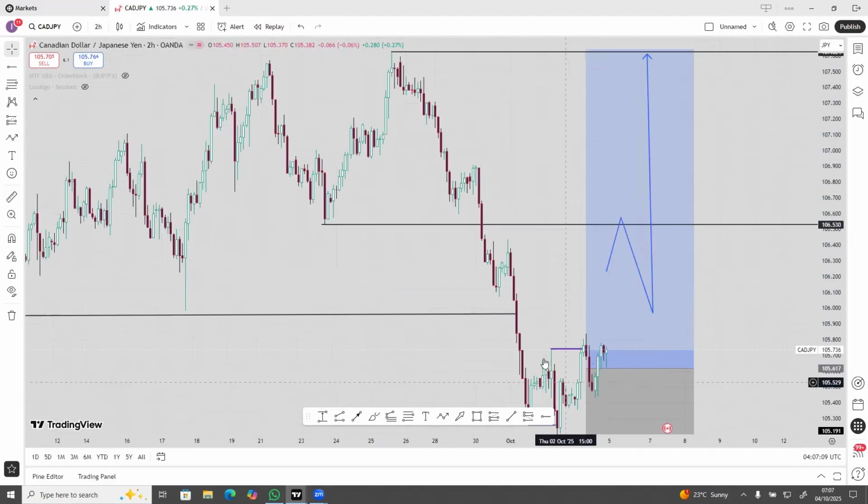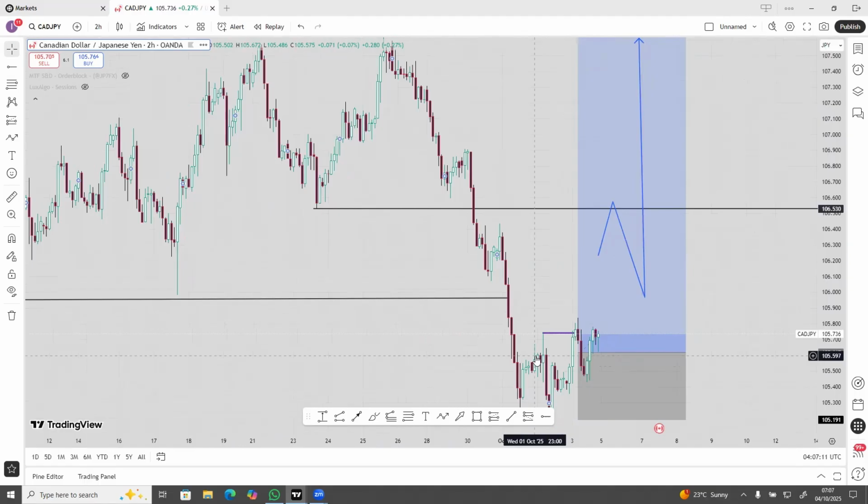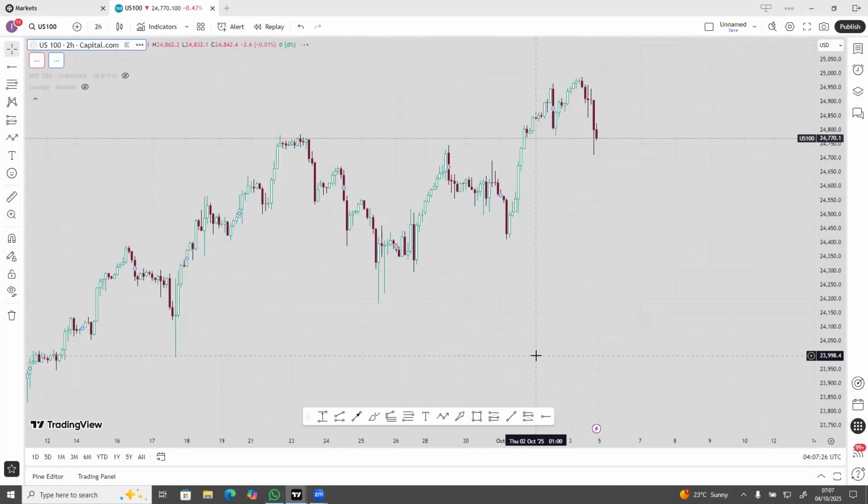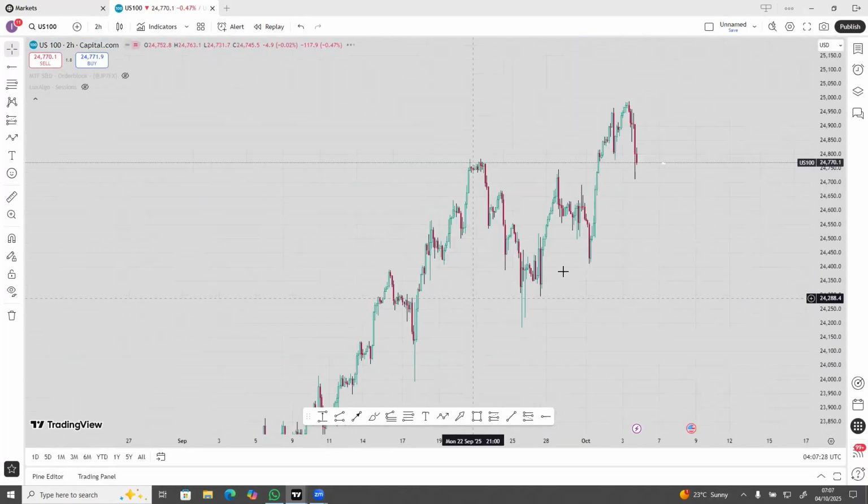Okay, so that is it on CAD JPY. So you can see another pair. You can see US 100.